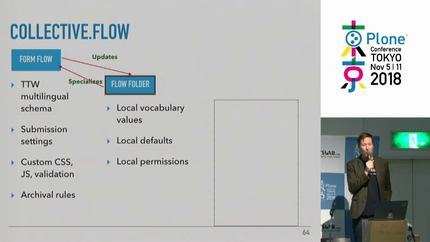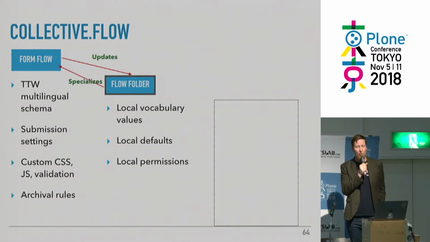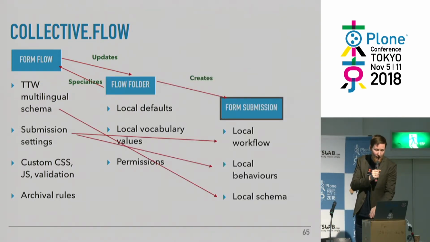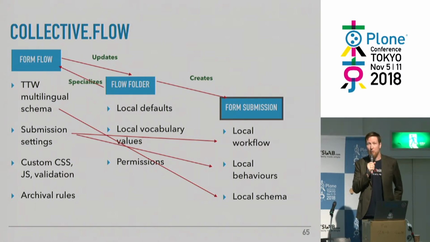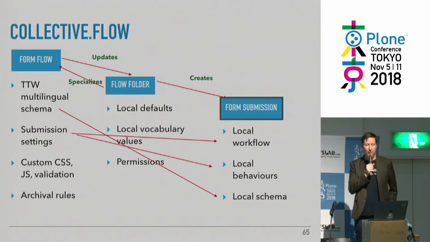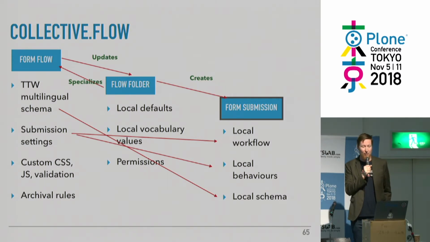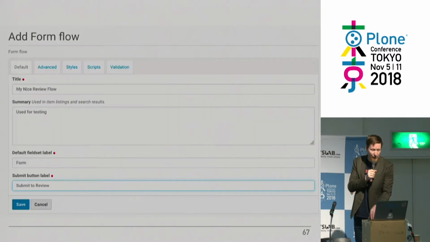So there can be flow folders, in our case for each of the departments. They could have some local vocabulary values, local defaults, like different lists for some selection fields, and of course local permissions. And then it gets more complicated. There's this form submission. That's the actual document that we are creating by this form flow, and it could have its own schemas and workflows and behaviors too. And let's see how this works out.